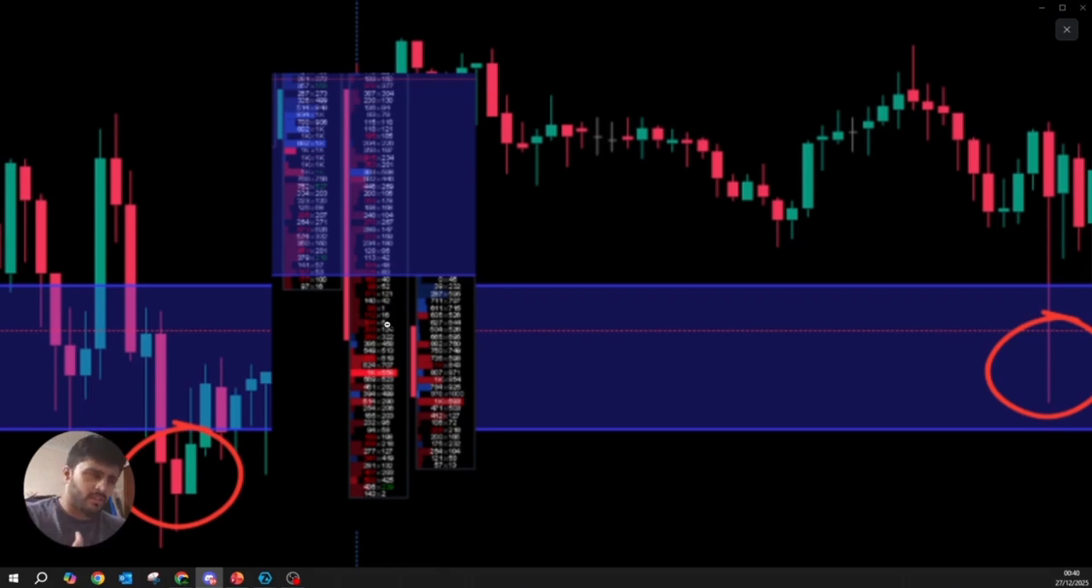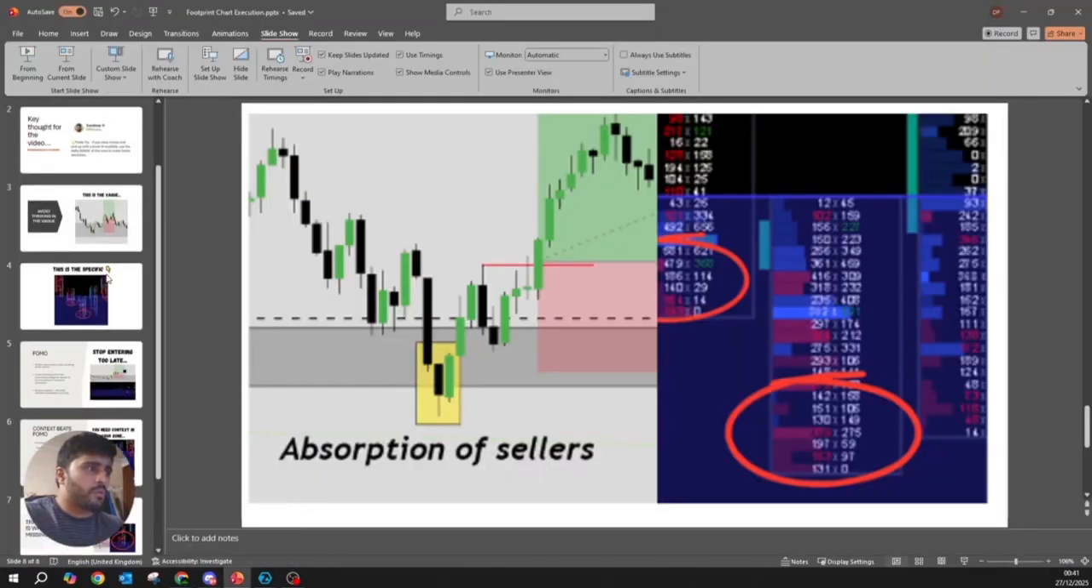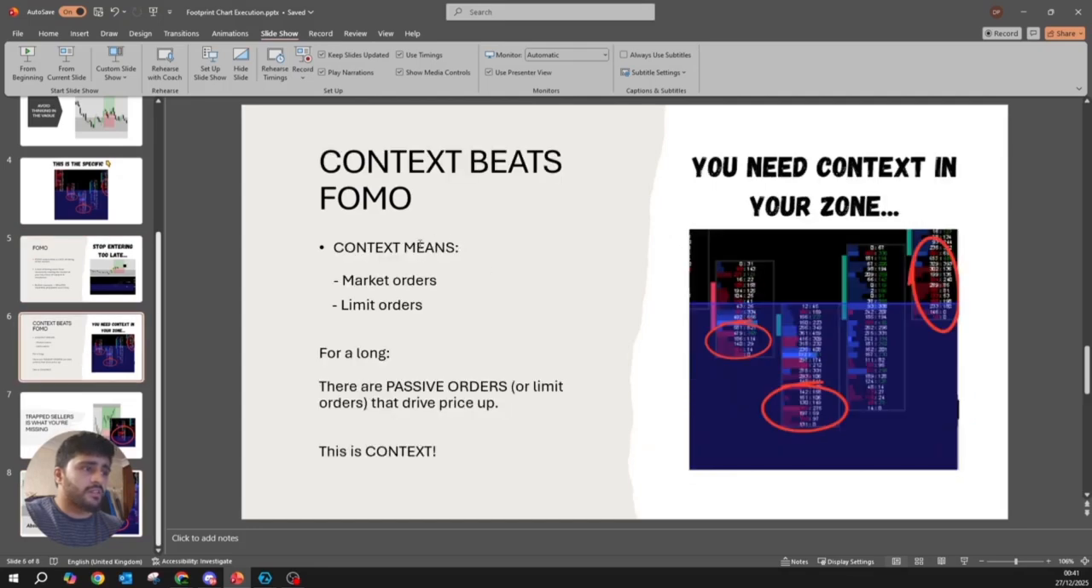When you see a ton of aggressive selling and no reward, that tells you that this zone is being supported by buyers, right? Passive buyers. These are what we call limit orders, right? Limit orders coming into your zone. That's kind of what we went through over here. There are two types of market participants over here, right? We have market orders and limit orders.